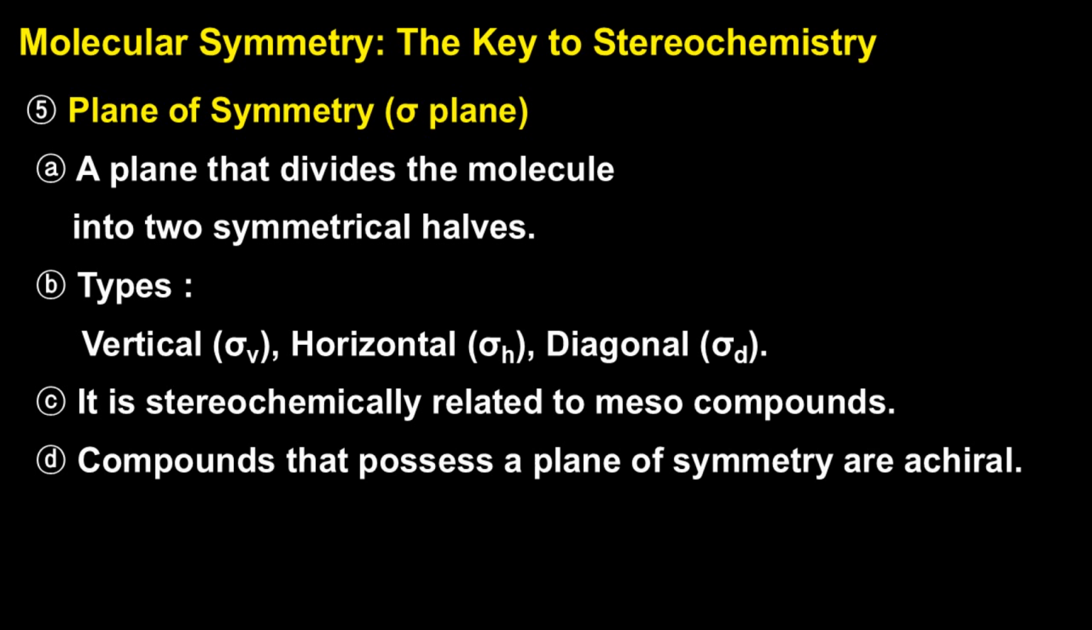These symmetry planes are a big deal when it comes to chemical behavior and spectroscopy. In stereochemistry, if a molecule has a sigma plane, it's considered achiral, meaning it doesn't rotate plane polarized light. This explains why meso compounds, even though they have chiral centers, are optically inactive. Their internal symmetry cancels out any chirality, so they end up behaving just like achiral molecules.